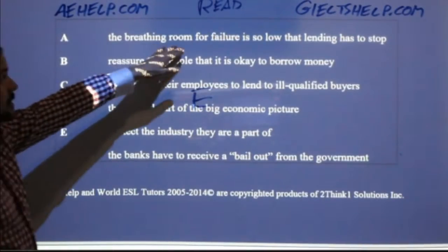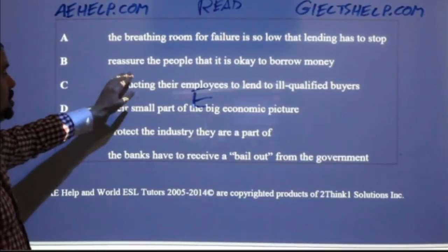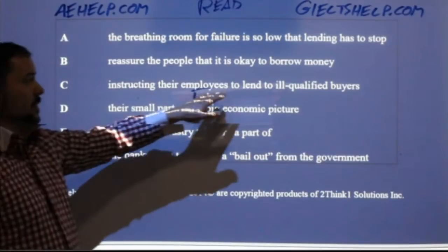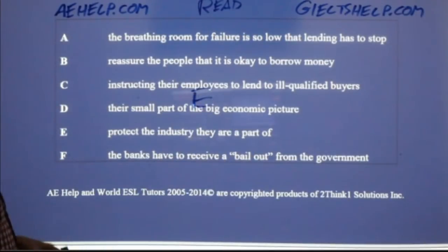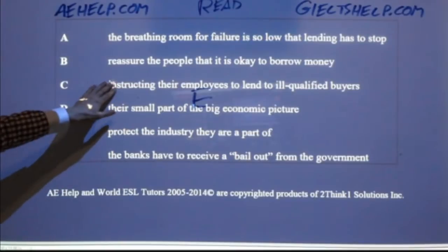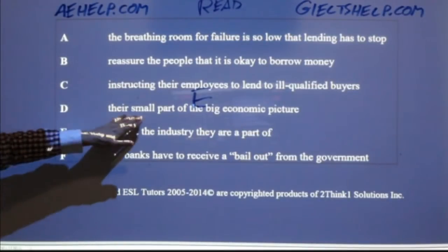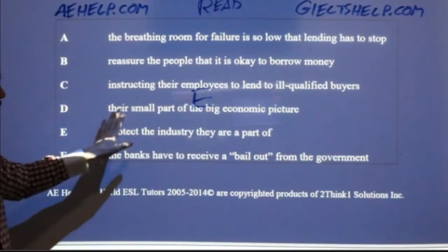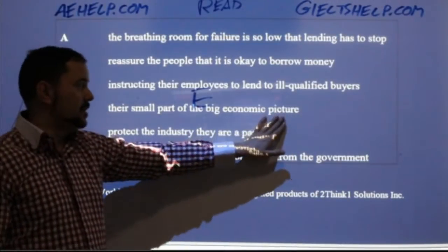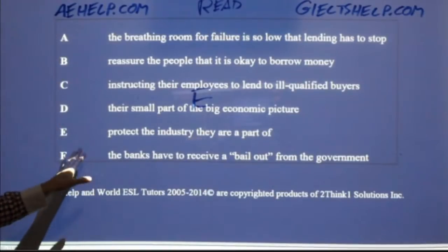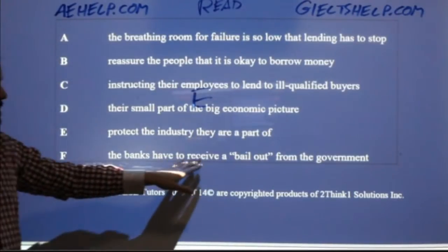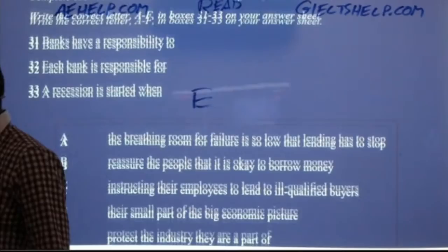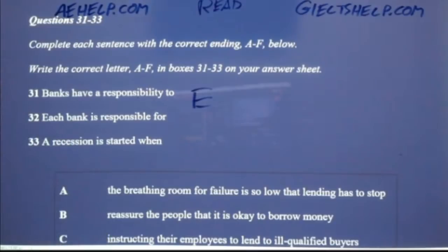For the breathing room for failure, no. For reassure the people, doesn't make grammatical sense. For instructing their employees to lend to ill-qualified buyers, that's really strange. That's probably not going to be an answer for anything. For their small part of the big economic picture. So banks are responsible for their small part of the big economic picture. That looks really good. For the banks have to receive a bailout. That doesn't make sense. D definitely looks like the right answer. So I'm going to go with D.